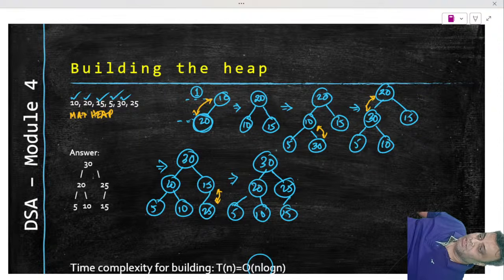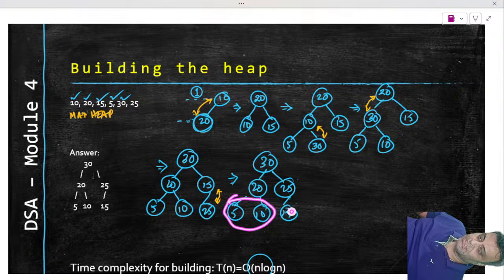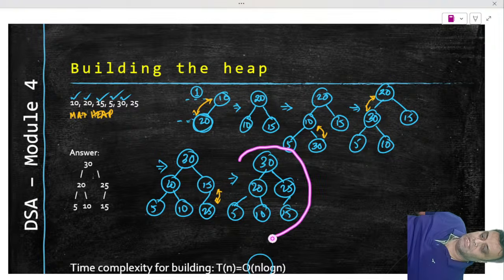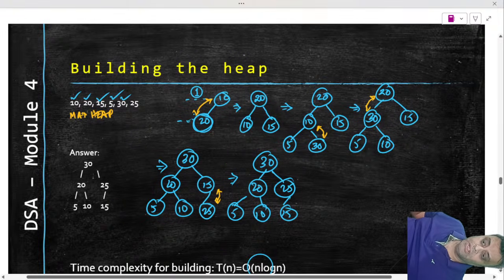Yes, because I can see that all my elements are less than 30, all the elements here are less than 20, all the elements here are less than 25. So this basically is a max heap, which is the same as this answer. This is how you will build a tree. Now what did you do while building a tree? You took an element and you inserted it here.